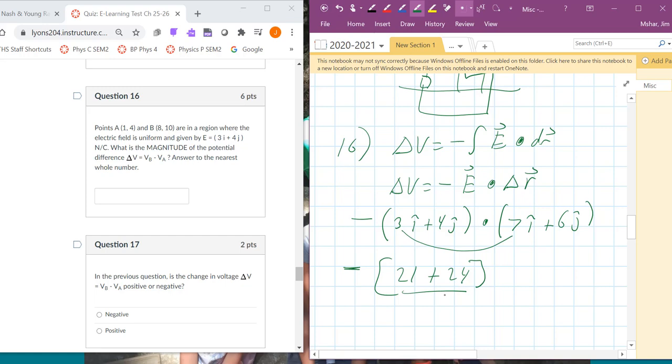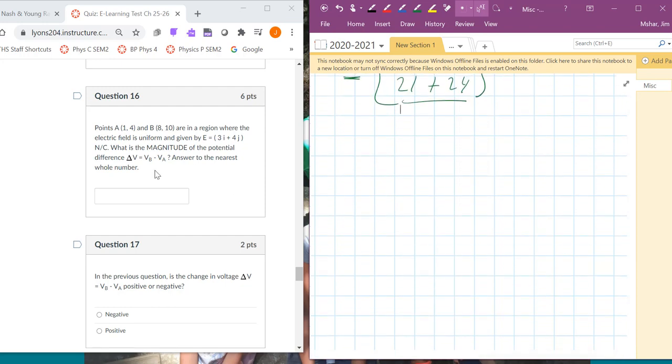Now, again, you're all going to have different numbers. For number 17, is the sign plus or minus? Well, I got a negative sitting out here, so it's minus. In other words, we're going with the field. The field points right and up. And we're moving 7 to the right and 6 up. So we're moving in general with the field. Because we're moving with the field, we're losing voltage. It's like flowing downstream. Remember, electric field lines are like flowing downstream.